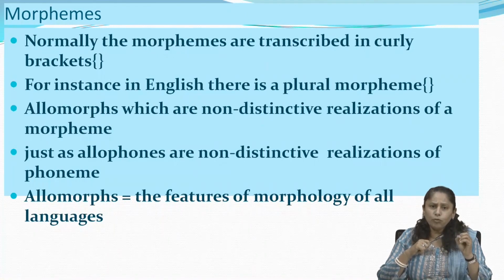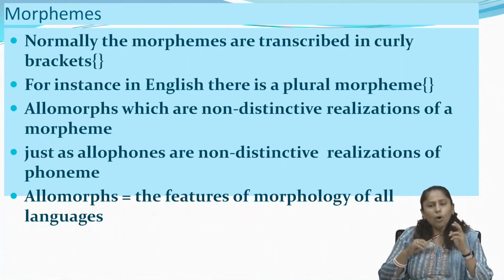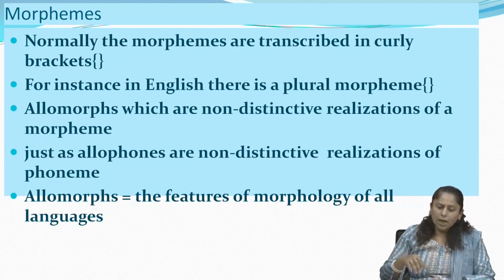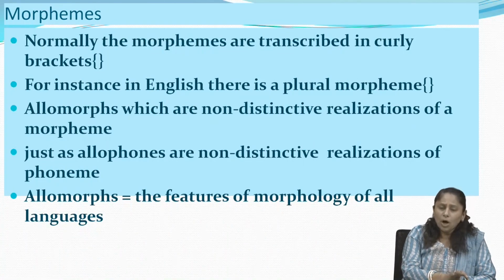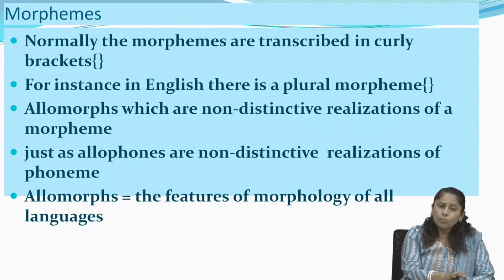Just as allophones are non-distinctive realizations of phonemes, in the same way allomorphs are features of the morphology of all languages. So allomorphs come under almost all the categories of morphology, and they are generally taken without any categorization, without any distinctiveness. They are as similar as bound morphemes.